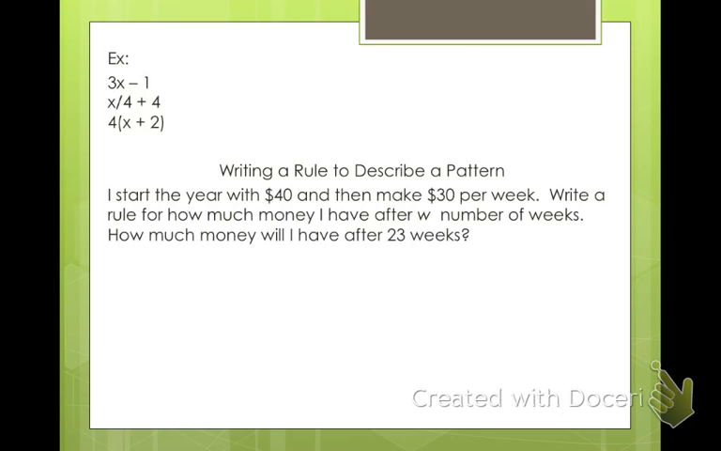The last thing then we're going to do is write a rule, an equation, to describe a pattern. So in this one I start the year with $40 and then make $30 per week. I'm going to write a rule for how much money I have after W number of weeks have gone by, and how much money I will have after 23 weeks. So again, I have W, which is the number of weeks going by, and the amount of money that I have.